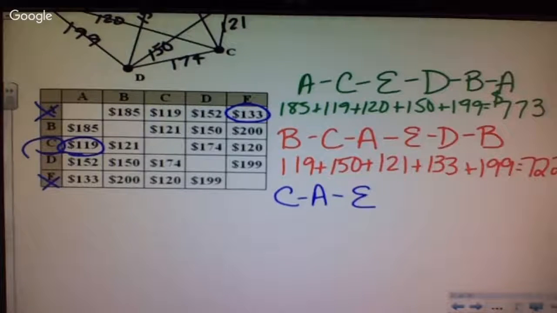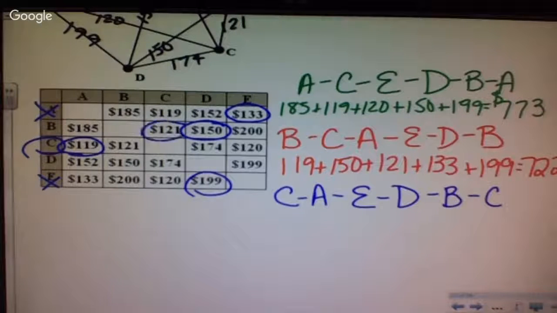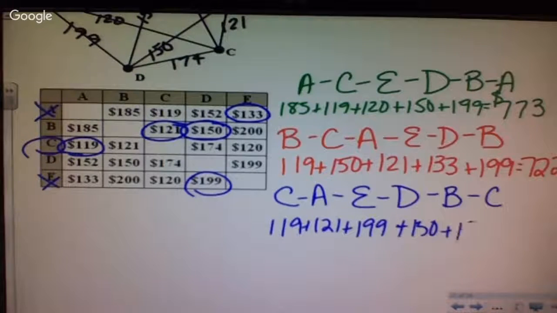We're now at E. We need to go to B or D. Devin said D. And then D has to go to B. And we must go back to C. B to C. So we've got 119, 121, 199, 150, and 133.